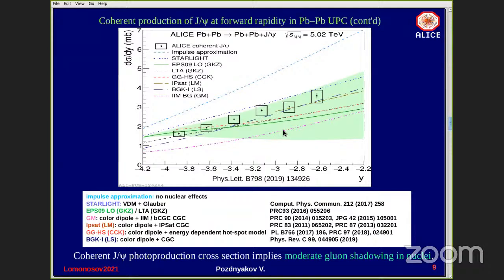First one, gluon shadowing exists, because the approximation without shadowing fails in the data description, and also strong gluon shadowing is not nice for the data either. So we conclude that we see moderate gluon shadowing in nuclei.